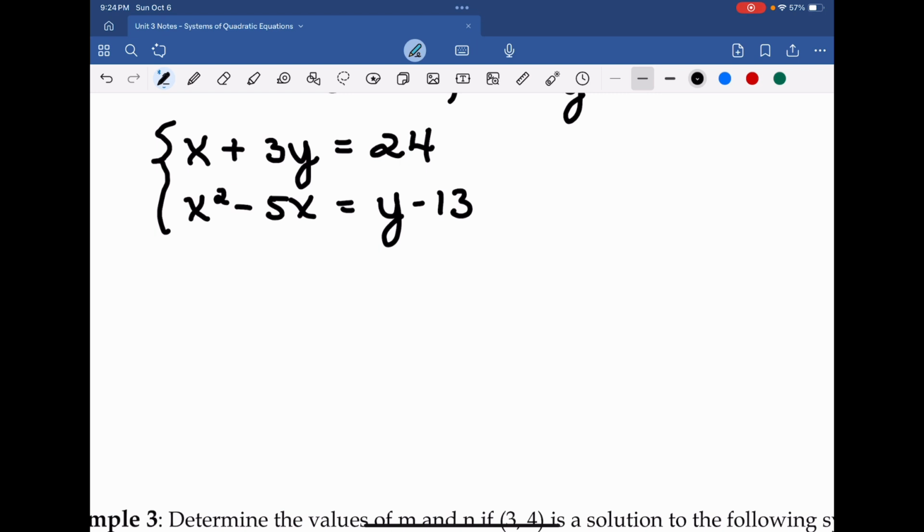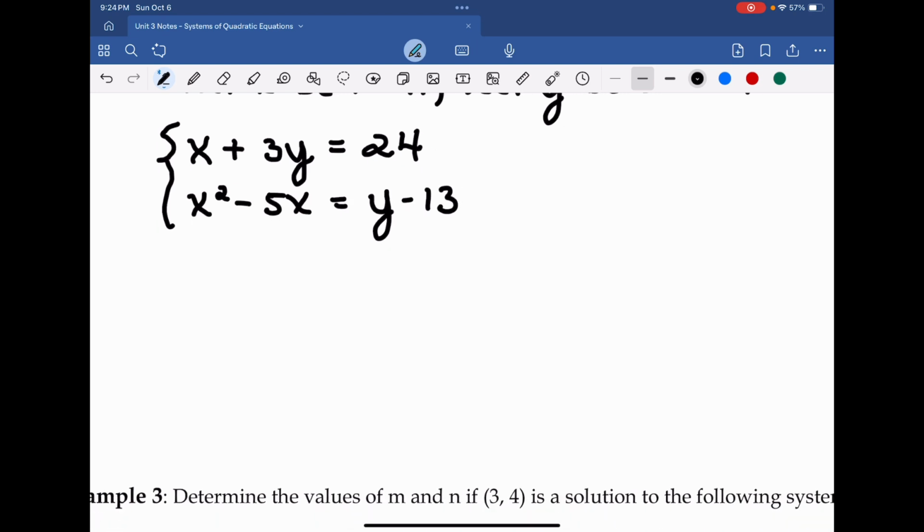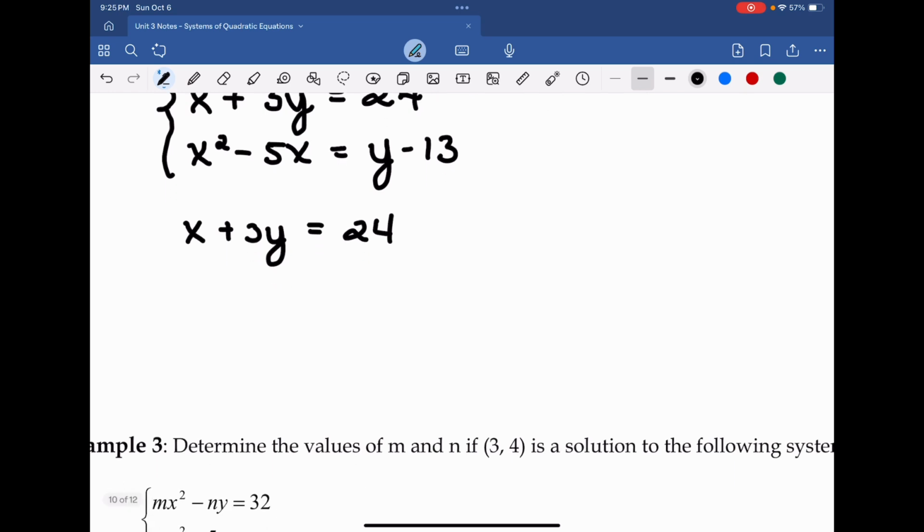But I would say as we're doing potential elimination here, I would make sure they're all on one side. So let's just do that here. Let's say I have x plus 3y is equal to 24. If I bring that y across from the right-hand side of my second equation over to the left, we're going to get that it is x squared minus 5x minus y is equal to negative 13.